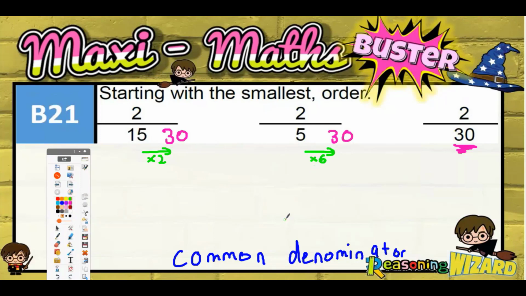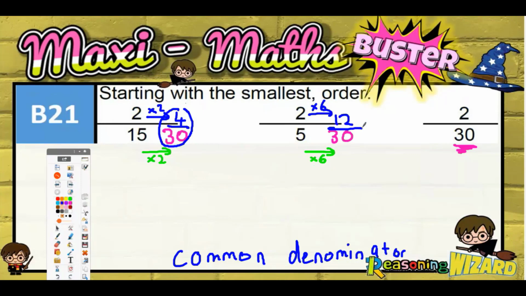Now, once you've worked out how to change the bottom numbers both into 30, you've got to do exactly the same on the top numbers. So if in this one, the connection is times 2, you need to do times 2 at the top. 2 times 2 gives you 4. So now we're dealing with 4/30ths. Whereas over here, the connection was times 6. 5 times 6 is 30. So the top connection needs to be times 6 as well. 2 times 6 is 12.